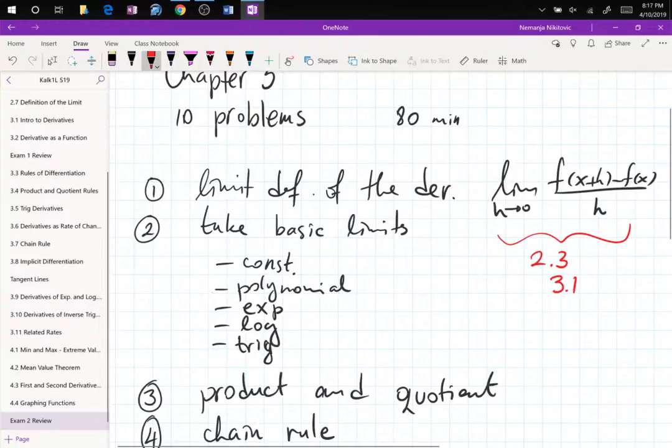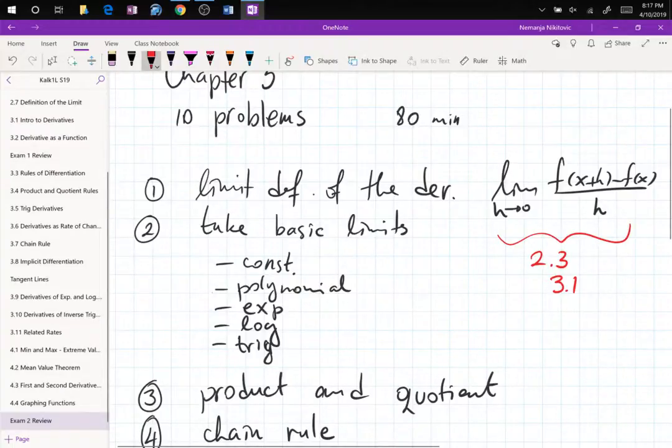Product and quotient rules. If the problem says use the product rule to solve a problem, please don't go and say, I'm going to do logarithmic differentiation everywhere. Because it's education, right? So you gotta know it all for the test, and then you're gonna just forget it tomorrow. So product and quotient rule.